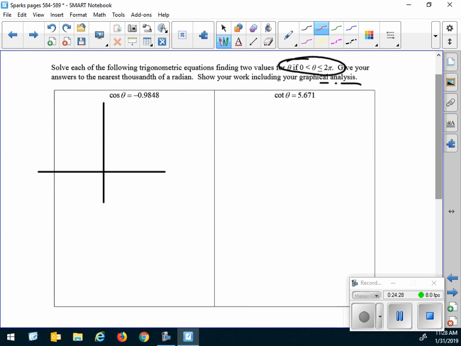Cotangent. What quadrants is cotangent positive in? Cotangent's positive in 1 and 3 because tangent is positive in 1 and 3. Good. I don't have a cotangent inverse button, but I do have a tangent inverse button. So the tangent of theta is 1 over this. Don't put that on your calculator. Don't do 1 divided by 5.671 and figure out what that is. Just leave it like that.